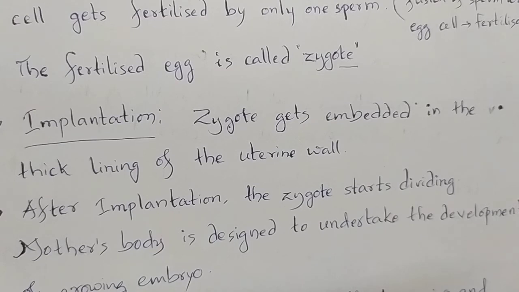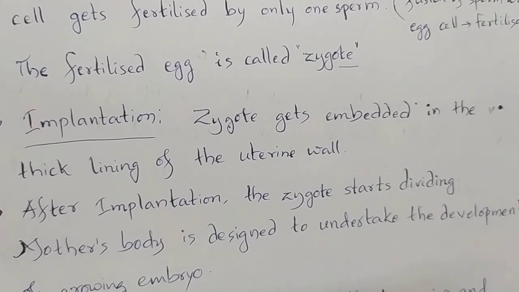After implantation, the zygote starts dividing profusely. Before implantation also, the zygote undergoes certain divisions, but a very small number of divisions. After getting implanted, the division takes place rapidly so as to form the embryo, and from the embryo, a fetus develops, right? So after implantation, the zygote starts dividing.